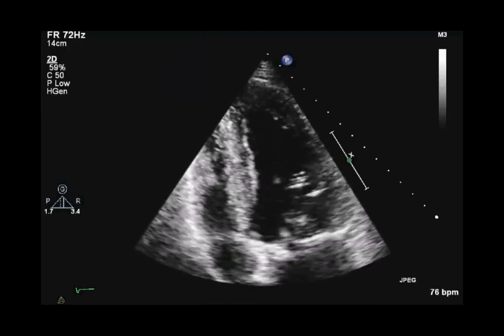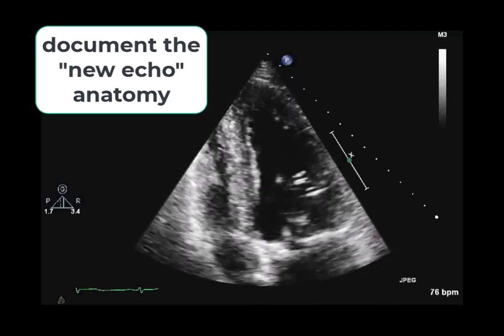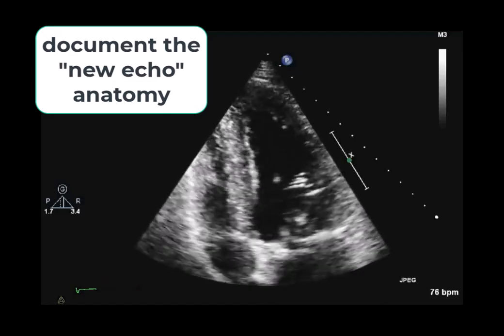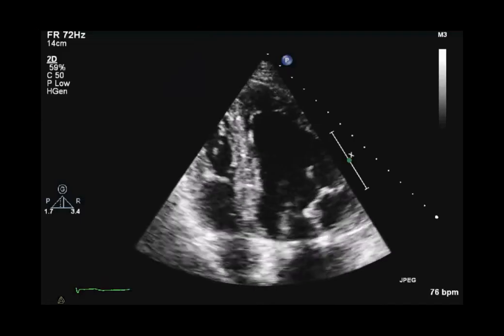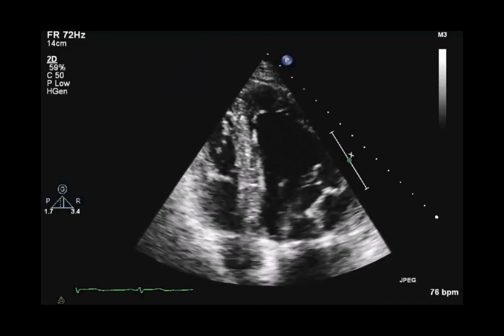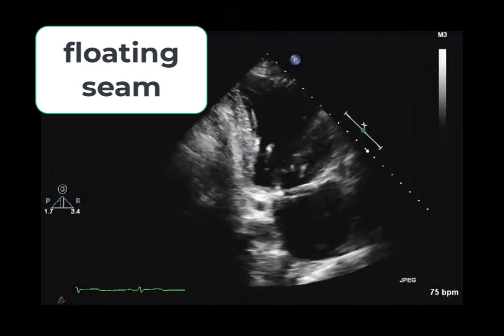This clip demonstrates that timely echocardiography is generally important after mitral valve reconstruction, as a correct description of the new anatomy with echocardiography is important to detect alterations or degeneration later on. Finally, we take a look at the two-chamber view and see the floating suture again.